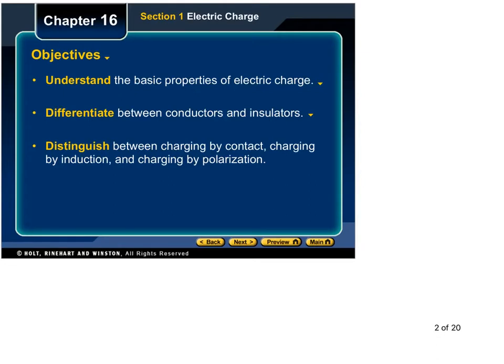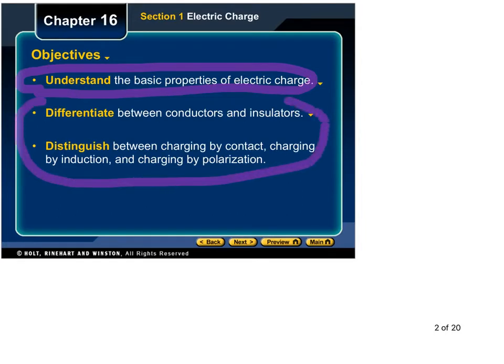Okay, we continue on 16.1 notes. We'll finish up the section today. Last time we looked at some of the basic properties of electric charge. Today we're going to look at differentiating between conductors and insulators and distinguishing between charging by contact, charging by induction, and charging by polarization.